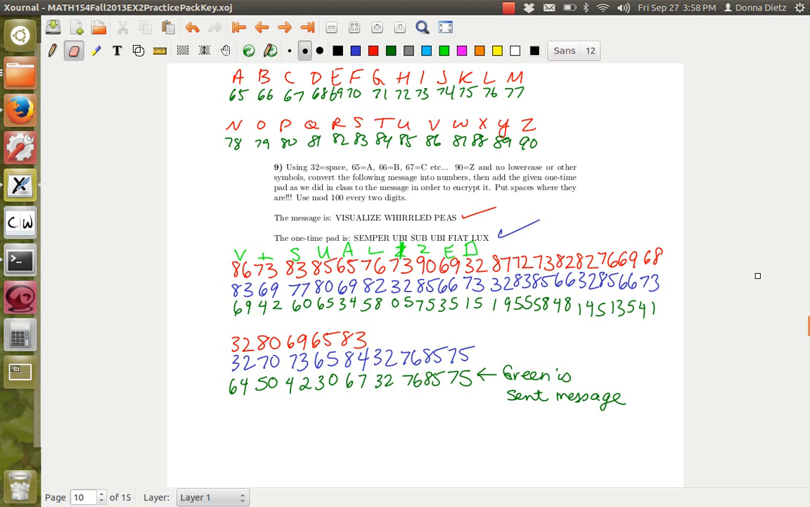So you wrote out all the two-digit letters or spaces, and you wrote out your whole message in red. You don't have to use different colors, obviously. Then you made up a one-time pad. Actually, I gave you a one-time pad: "Semper ubi sub ubi fiat lux." That is junk Latin, at least the first part is. It means "always wear underwear." But where is W-H-E-R-E? That's why it's a joke.